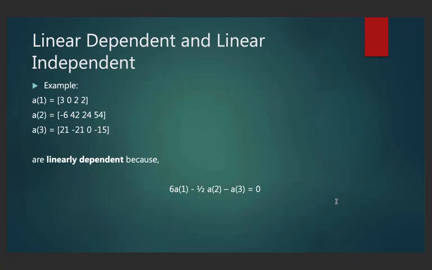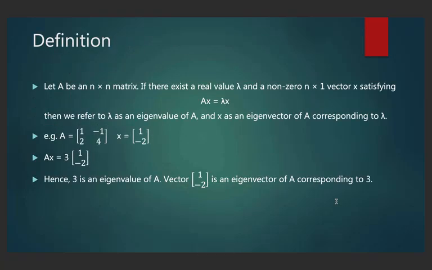Next up we will learn about eigenvalues and eigenvectors. Let A be an n cross n matrix, that is a square matrix. If there exists a real value lambda and a non-zero n cross 1 vector x satisfying Ax equals lambda x, then we refer to lambda as an eigenvalue of A and x as an eigenvector of A corresponding to lambda. If A equals 1, minus 1, 2, 4 and x equals 1, minus 2, Ax is 3 times 1, minus 2. Hence 3 is an eigenvalue of A, and the vector 1, minus 2 is an eigenvector of A corresponding to 3.